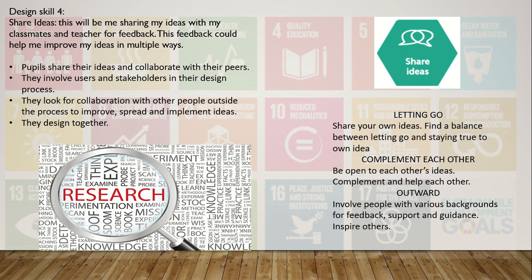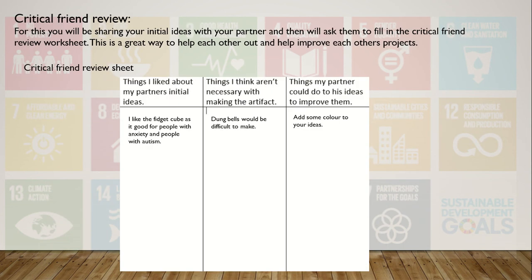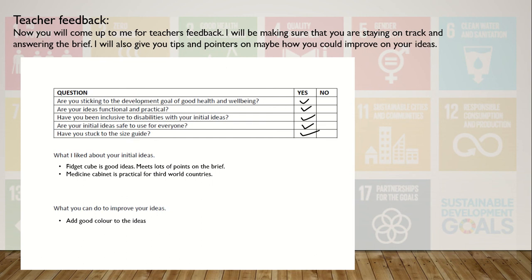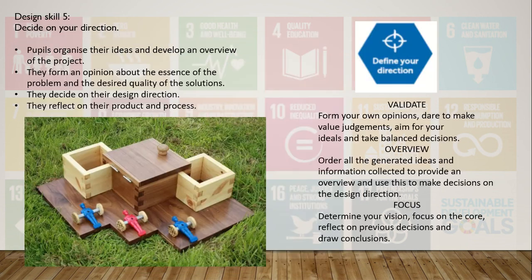So design skill 4 is sharing ideas. The first part of that is my critical friend review. With a partner, I talked through stuff I liked with his project, stuff that he could maybe improve, and he did the same thing back to me. It was a great way of getting new ideas and seeing how I can make my project better, because sometimes you can hit a crossroads and find it difficult to see how you can improve, and talking to a friend can be a great way of getting new ideas. Then I went to the teacher, he also gave me some feedback, and it's a great way of seeing am I on track and where could I maybe improve my project.